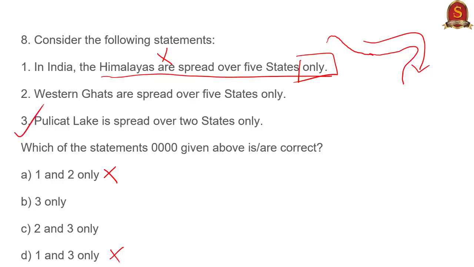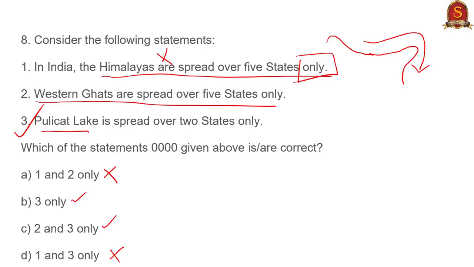So statement 3 becomes automatically correct. You need not even spend time on statement 3 evaluating where Pulicat Lake is located. Is it exactly on the border between Andhra Pradesh and Tamil Nadu? That is not required at all. You get the first statement as wrong, then you'll definitely find that statement 3 is correct because it is there in both the options. All you need to do is spend your time on this option. Western Ghats are spread over 5 states only.